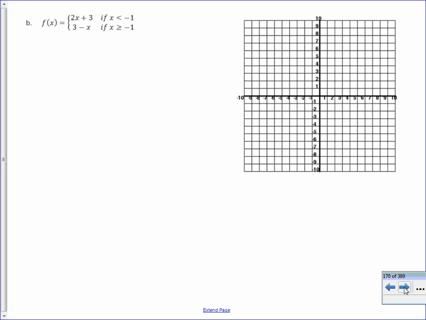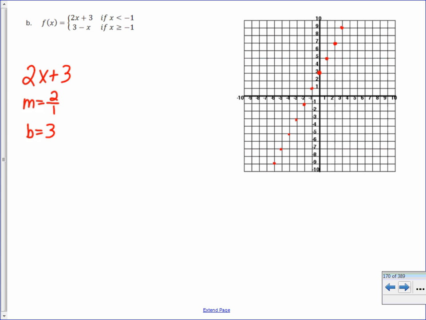Let's try the second one. 2x plus 3. My slope is equal to 2 over 1. My y-intercept is 3. X is less than negative 1. So again, work in pencil. My y-intercept is 3, and my slope is telling me to go up 2 to the right 1. And again, just make sure you graph this backwards as well. Okay, and that's what my line would look like.